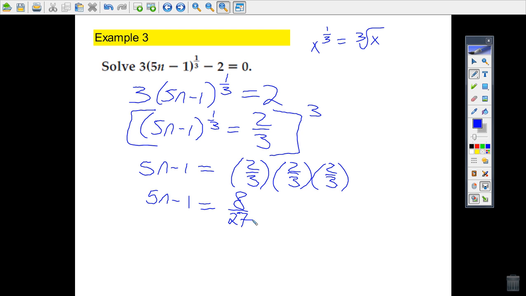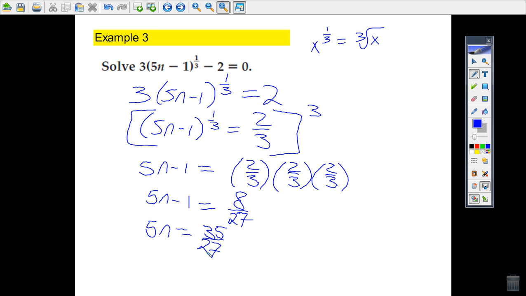So what are we going to do to both sides? Add 1. Okay, so when I add 1, how many 27ths am I adding? 27. So the 27 sevenths plus 8 sevenths, 35 sevenths, 27ths.